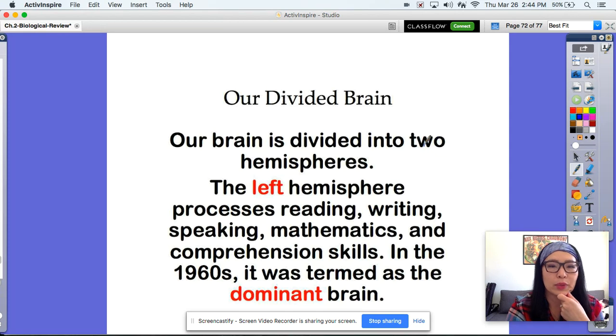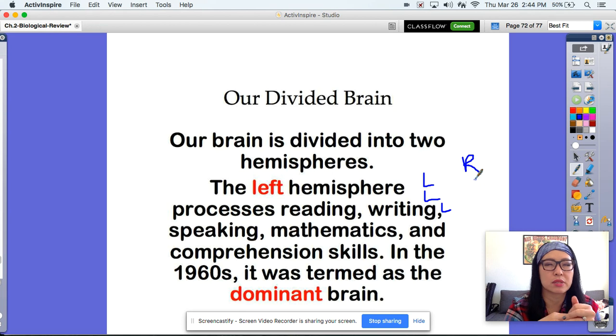Okay, and then we have our divided brain. We have left and right hemisphere. So left is going to be considered the dominant brain, at least it used to be, because most people are right-handed. And so when you're talking about the difference between left and right hemisphere, left is going to deal with all your L words. So it's going to be language, linguistics, and logic. So language, linguistics, logic is going to be more of a left brain type of functioning, whereas the right brain is going to be more visuals, more creativity, more emotions, and more artistic abilities.